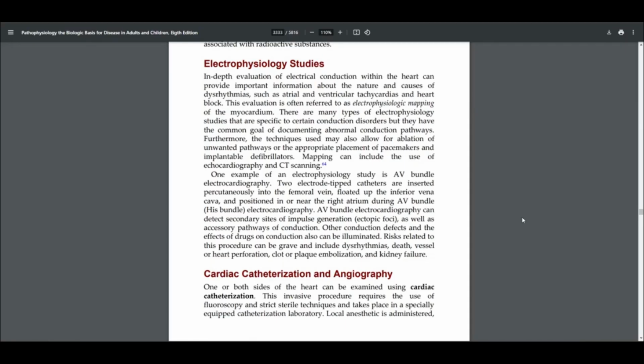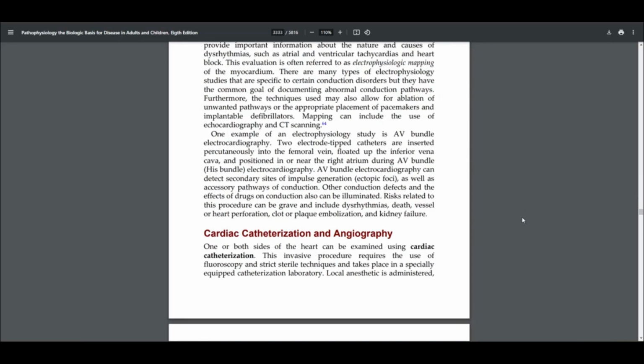Risks related to this procedure can be grave and include dysrhythmias, death, vessel or heart perforation, clot or plaque embolization, and kidney failure, due to, most likely, the dyes used.